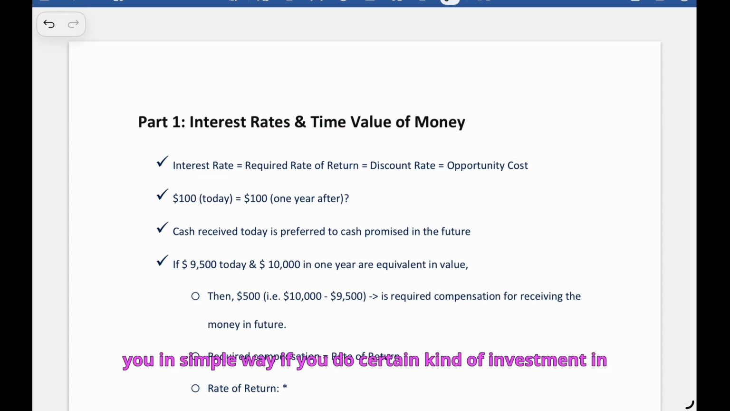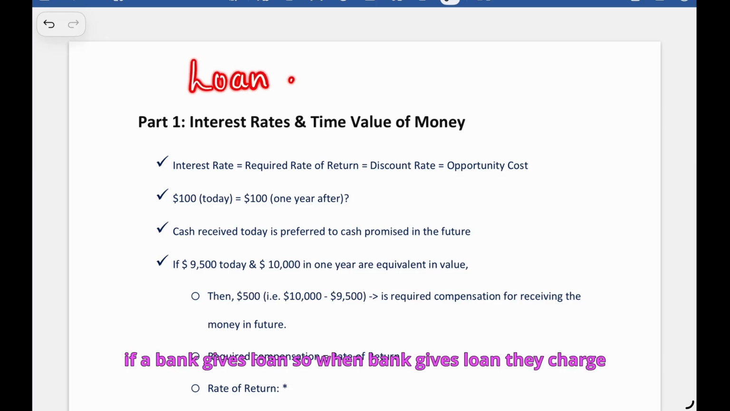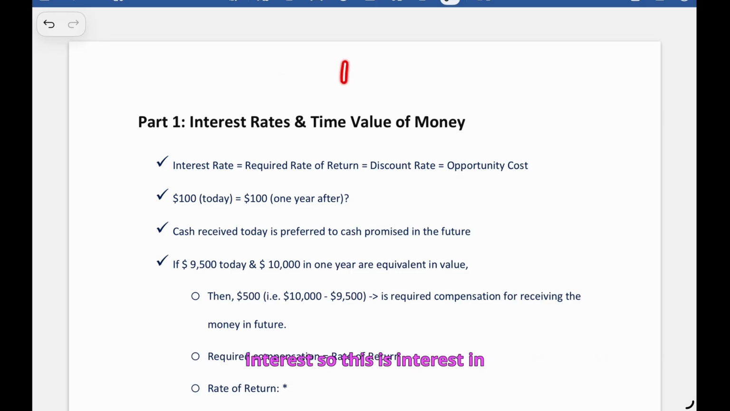If I tell you in a simple way, if you do a certain kind of investment in one of the investment products, you require a return, right? So that return which you require is your interest rate. Or suppose a bank gives a loan, so when a bank gives a loan, they charge interest. So this is interest in the simple way that I've described.